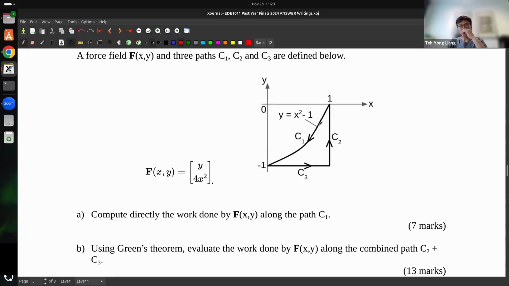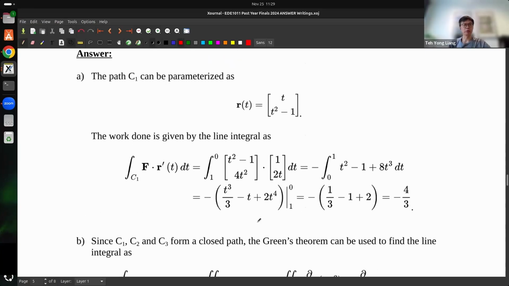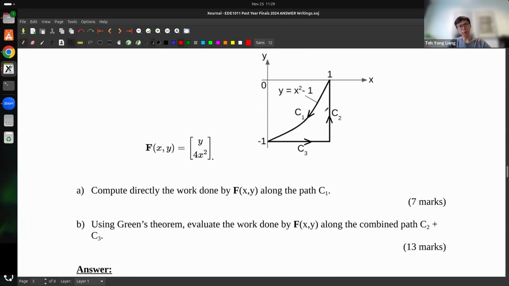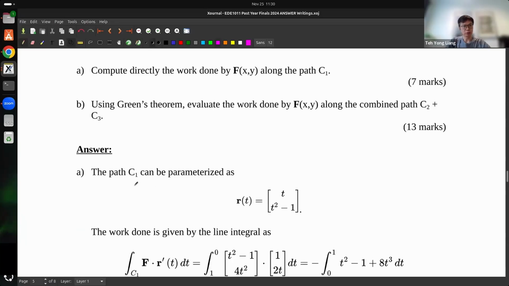So you can see C1 here is x squared minus 1. Then the field is y, 4x squared. So what do you do? 7 marks, as usual, parameterization. Because your path is y equals x squared minus 1, C1, let me write here: C1, y equals x squared minus 1.